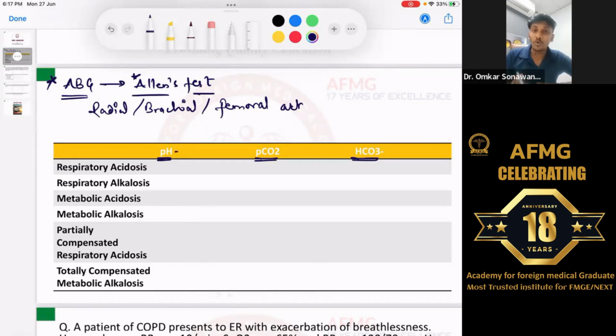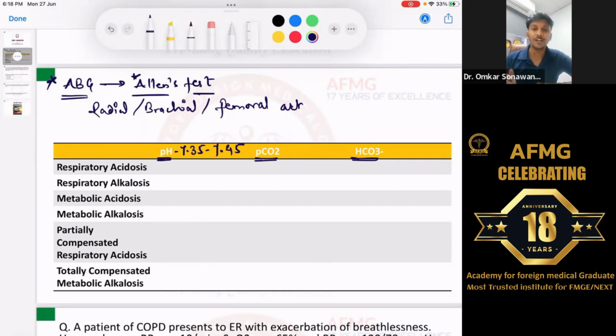The first thing is pH. Please remember, the most important thing to decide which acid-base disorder the person is suffering from is definitely the pH of the blood sample. What is the normal pH of our blood? The normal pH of blood is 7.35 to 7.45. Please remember, the normal or neutral pH of blood is 7.35 to 7.45.